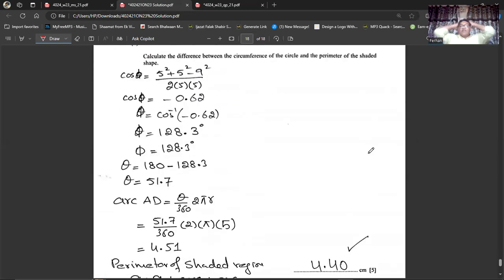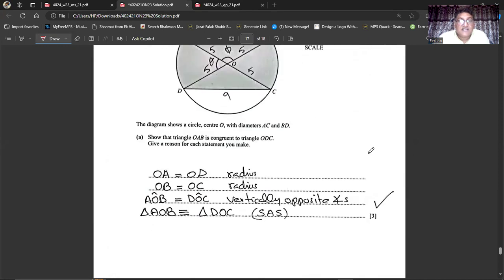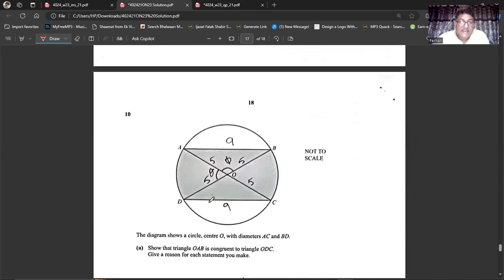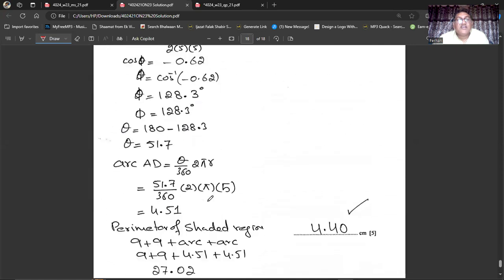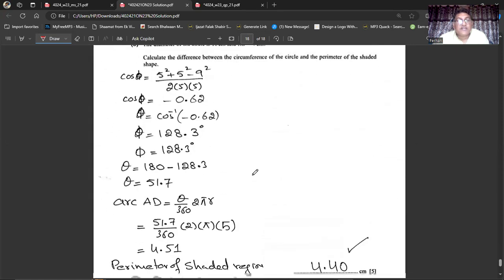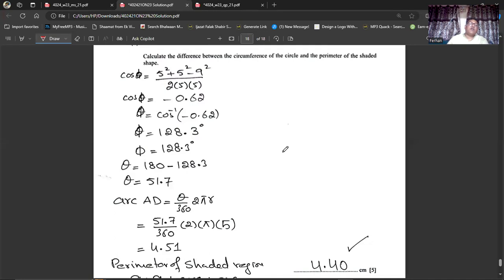So the cos of phi will be 5 square plus 5 square minus 9 square divided by 2 into 5 into 5. That's the law of cosine. So cos phi will be equal to minus 0.62 and phi will be equal to cos inverse of minus 0.62. When you enter this in your calculator, you will get the phi angle is 128.3. So once you know phi, then you can find this angle theta, that is 180 minus phi. So theta will be equal to 180 minus 128.3, and that theta is equal to 51.7.